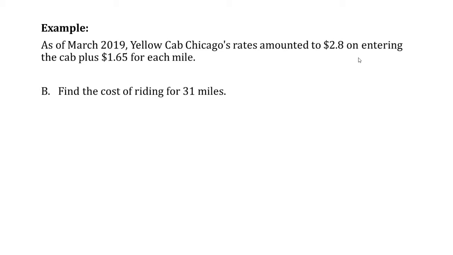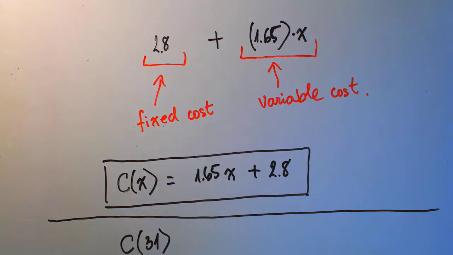So once we model, we came up with a function to model cost right here, then we can use that to predict and to exactly come out with any cost at any variable miles input right here. And so here in this particular problem, I'm looking for finding the cost of riding for 31 miles. So now that is the cost for riding 31 miles is exactly the cost function substituting in 31, or in other words, it's C at 31.